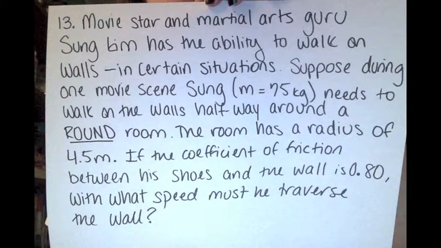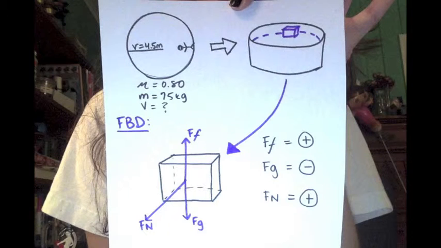So problem number 13 on the worksheet reads: movie star and martial arts guru Sung Kim has the ability to walk on walls in certain situations. Suppose during one movie scene, Sung, who has a mass of 75 kilograms, needs to walk on the walls halfway around a round room. The room has a radius of 4.5 meters. If the coefficient of friction between his shoes and the wall is 0.8, with what speed must he traverse the wall? The first step is to draw diagrams.